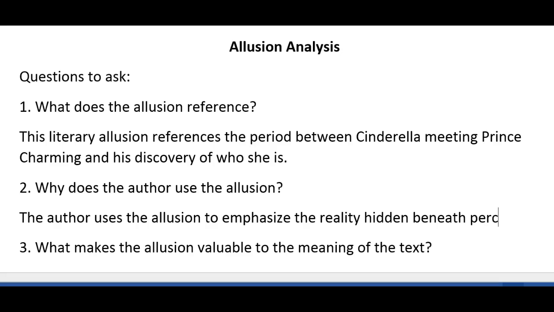Okay, so let's take a look at question number 3. It asks us to consider what makes the allusion valuable to the meaning of the text. When you consider the fact that Cinderella is not quite comfortable in her situation, on the one hand, she draws the image of the prince in the sand, so she's somewhat excited, but on the other hand, she's confused by what she feels when she dances with him, with his arms around her and the heat on her neck.